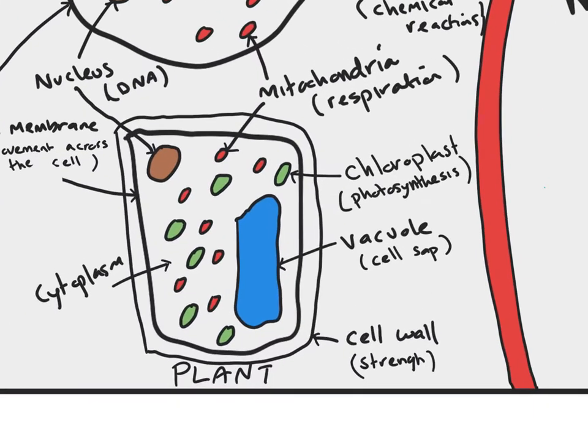Now if we just focus on the plant cell, the big thing that a plant cell has that an animal cell hasn't is chloroplast, and that's the site of photosynthesis. It's also got a cell wall for strength and support, and it's also got a vacuole for cell sap.